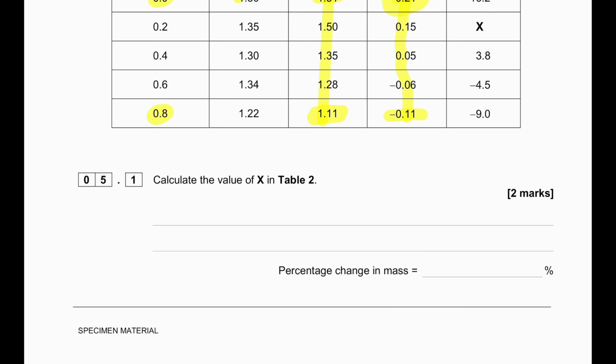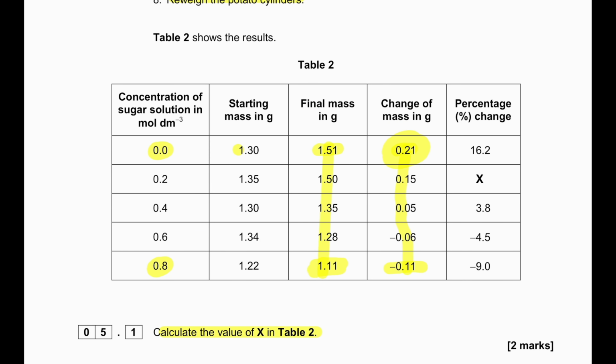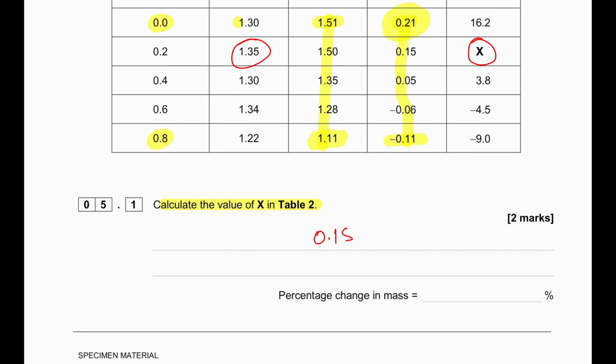Now the question says, calculate the value of x in table 2. So to calculate the value of x, we can see it is about percentage change. So let's see what is the percentage change in mass. The original value was 1.35. So we have a change in mass of 0.15. We will divide it by 1.35 times 100%. And when we do that, we get a percentage change in mass of 11.1%. Whenever it is not mentioned what significant figure to use in the exam, always go for 3 significant figures, because our exam significant figure is always 3 significant figures.